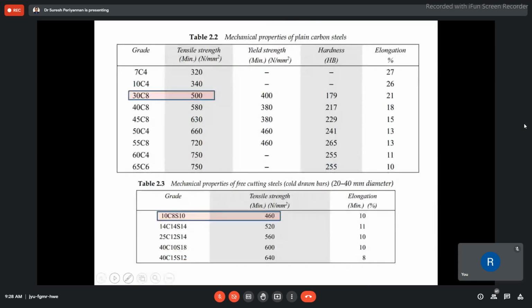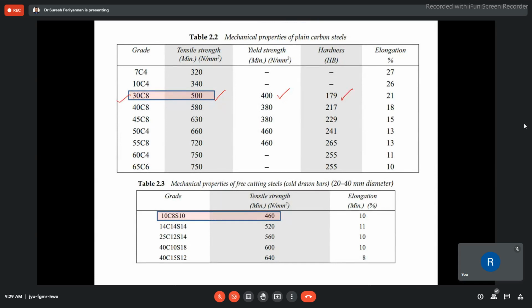Now, mechanical properties of plain carbon steel. Now you tell me, what is 30C8? We already discussed 30C8. Someone please reflect. 0.3% carbon and 0.8% manganese. Yeah, thank you very much. So here the tensile strength is 500 Newton per mm square, and the yield strength is 400 Newton per mm square. Hardness is 179.